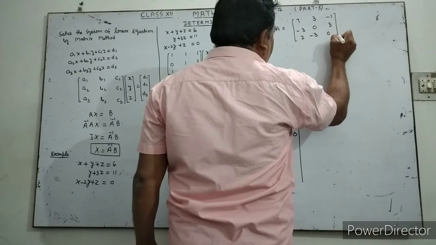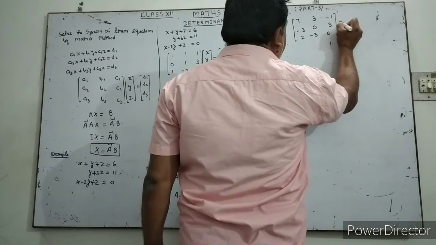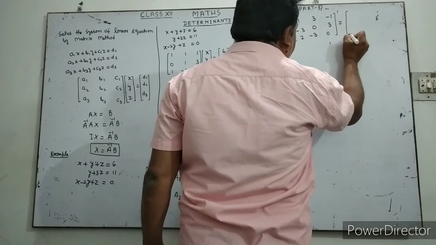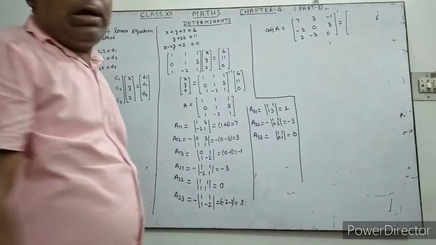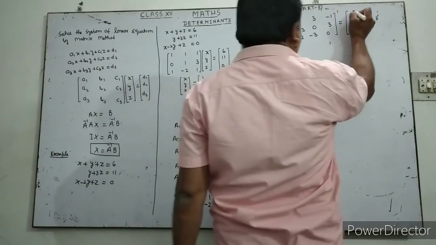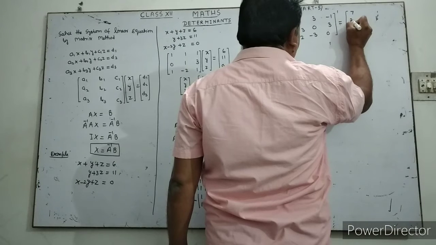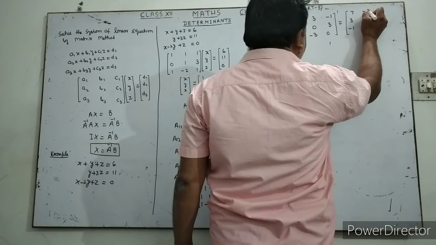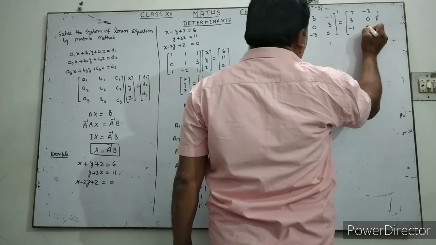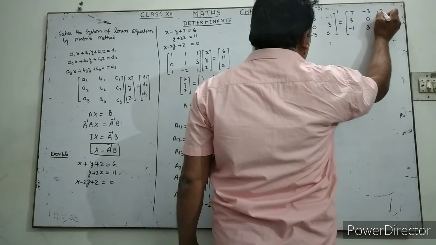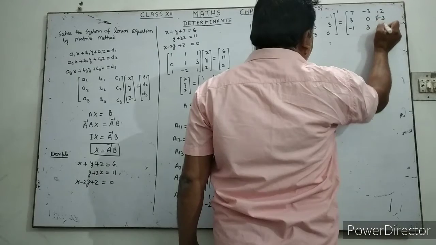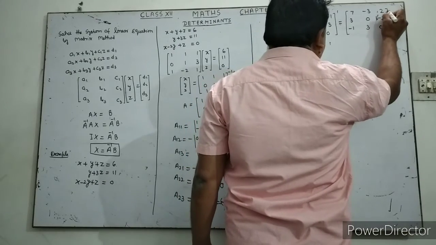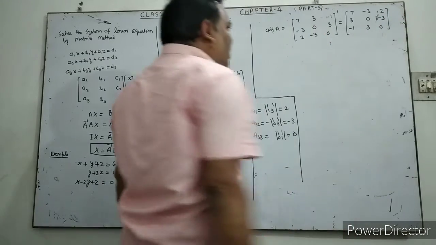Now, taking the transpose. Transpose means you change the rows into columns. Then this is 7, 3, minus 1, minus 3, 0, 3, 2, minus 3, 0. This is the value of the adjoint A.